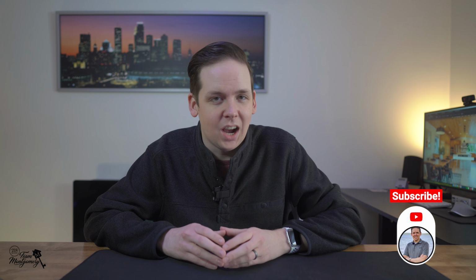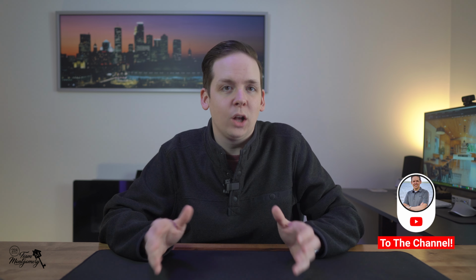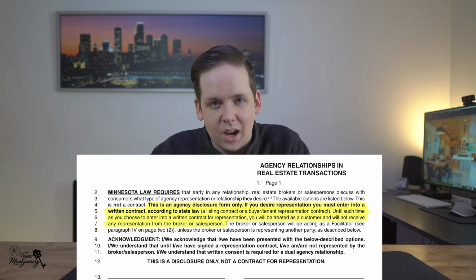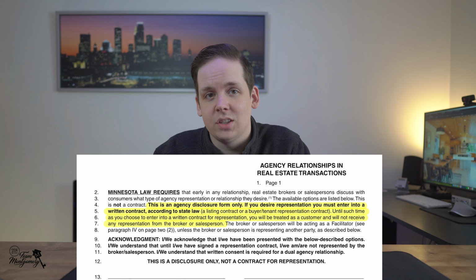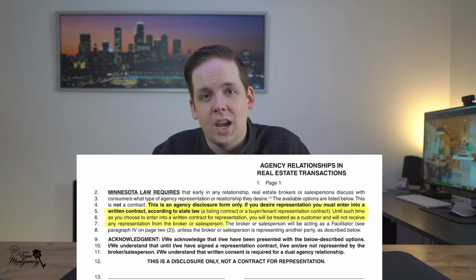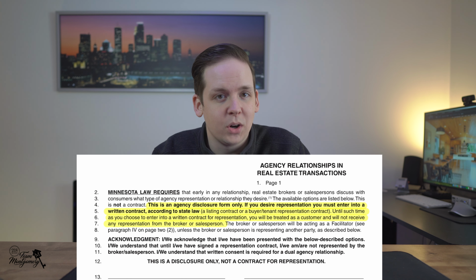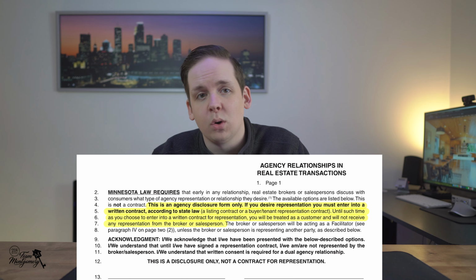But before we dive in, let me be clear, this form is not a contract. Instead, it's a disclosure that helps you understand how a real estate broker or salesperson like myself can represent you in a transaction. Here's a quick summary from the form itself. If you desire representation, you must enter into a written contract according to state law, such as a listing contract or a buyer/tenant representation contract. Until then, you will be treated as a customer and will not receive representation from the broker or salesperson.